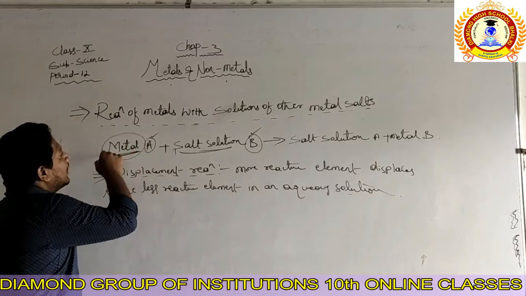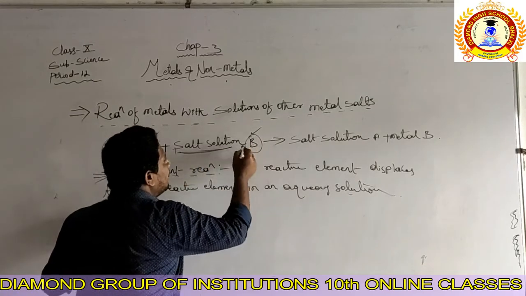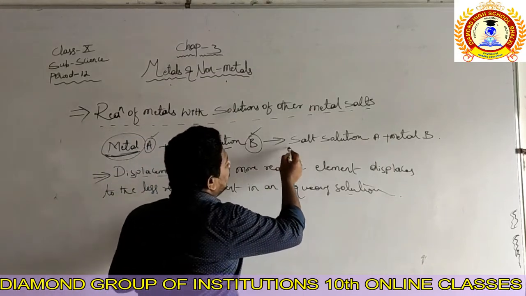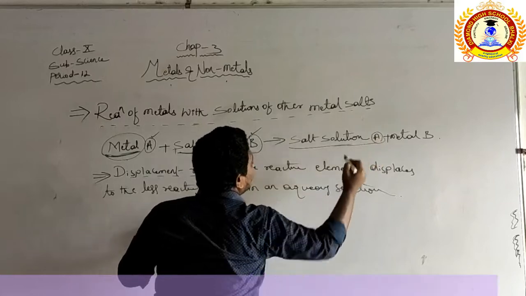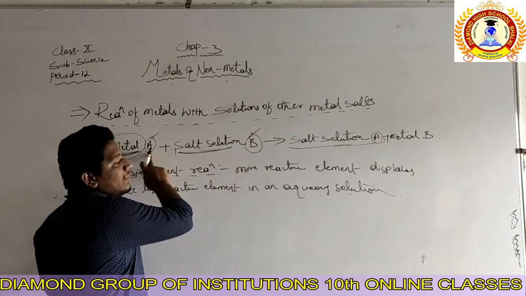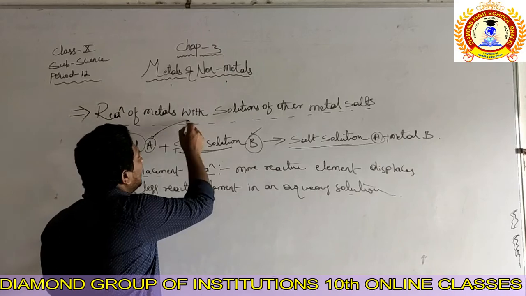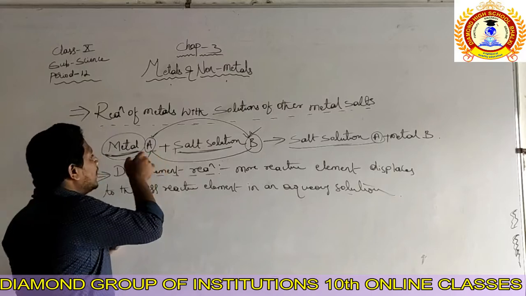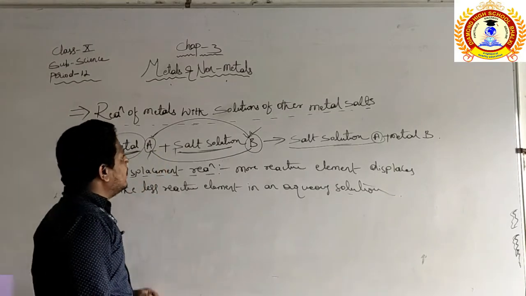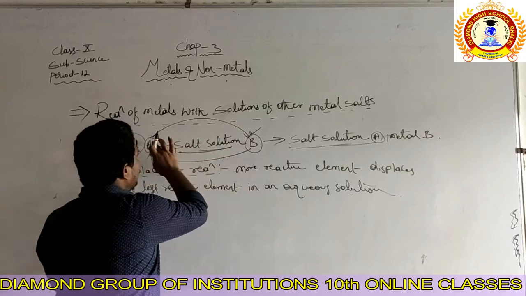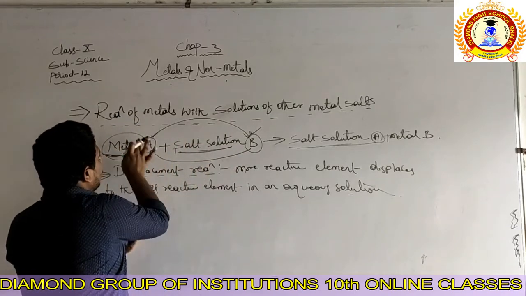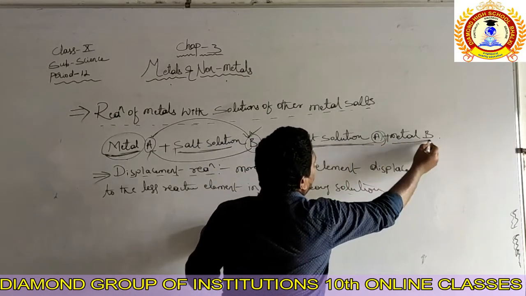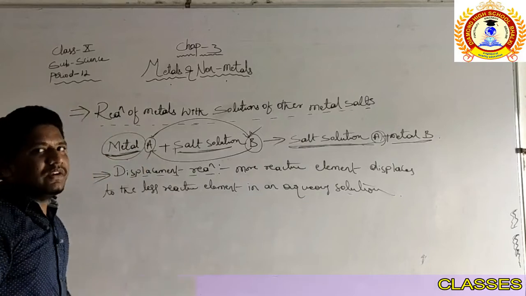So the metal A reacts with the salt solution B. What is happening? It is actually the displacement reaction. How? It is going to form salt solution A. Now this metal A displaces the metal in salt solution B, and B is displaced. As a result, it becomes salt solution A and B shifts here, so it is called metal B. Same thing is here. Check here: salt solution A and metal B. Is it a displacement reaction? Yes, it is a displacement reaction.